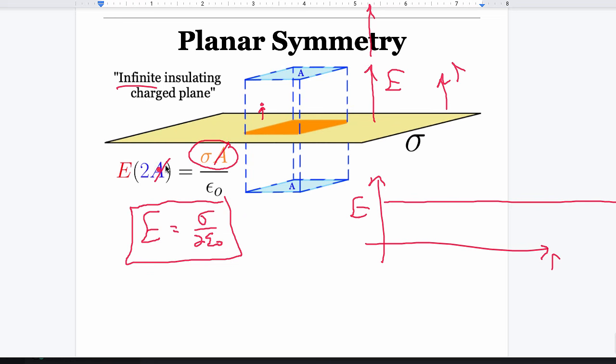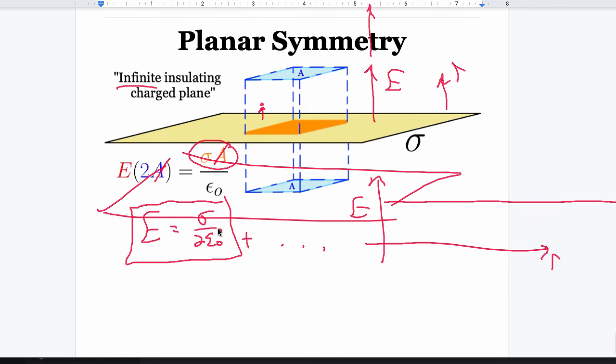But it's uniform, so if you had more, you could just literally add these contributions up once you know the value from one. It doesn't matter how far away it is. Just make sure you know which way the fields go. If they go opposite, they cancel. If they go in the same direction, they add up. You'd have 2 times this.